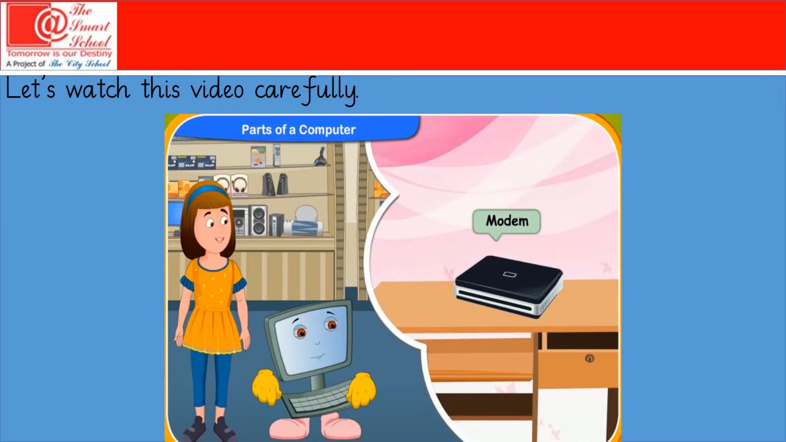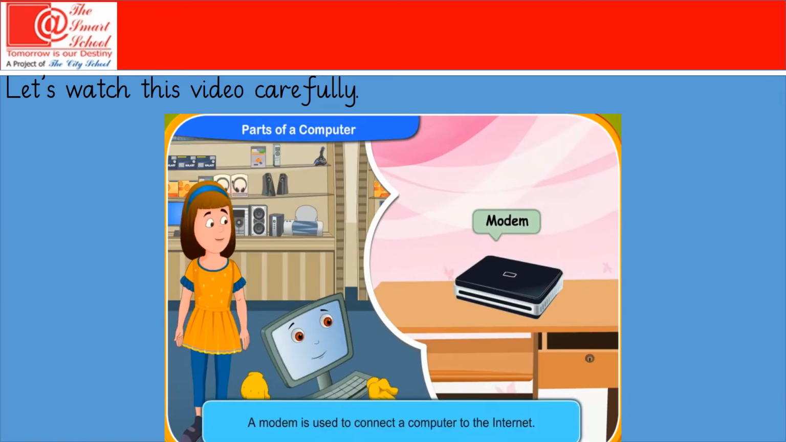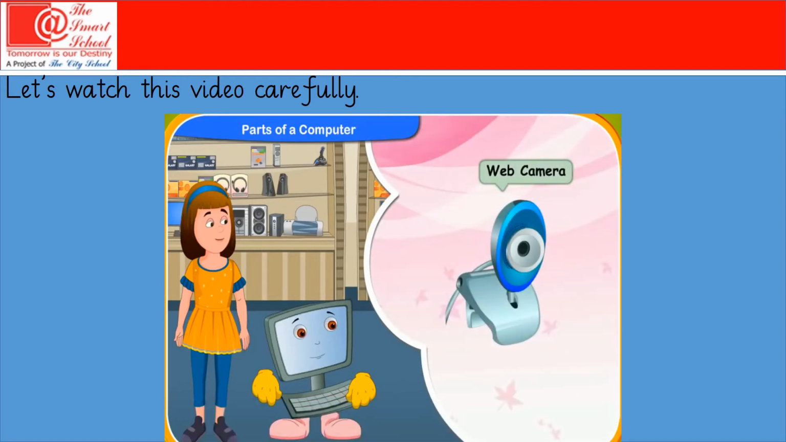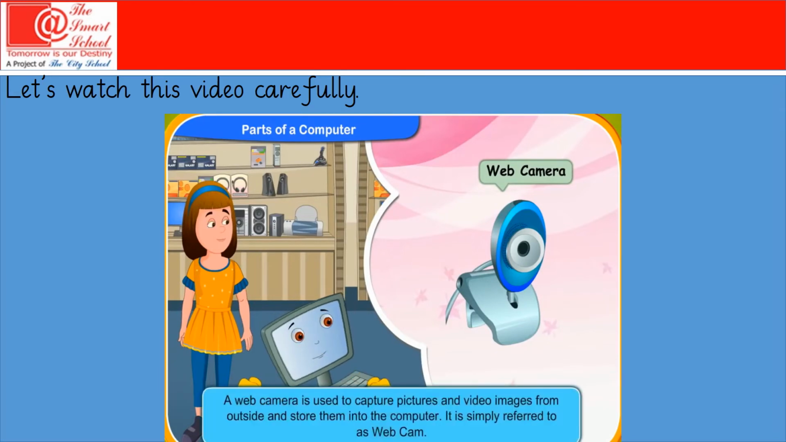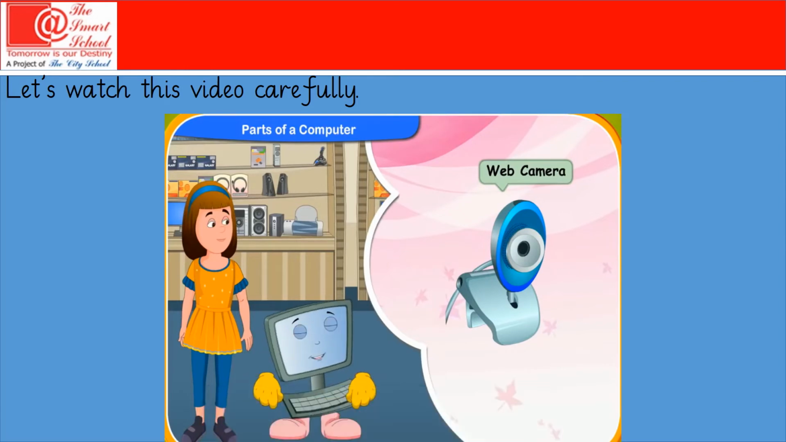What is this object, Clicko? That is a modem. It is used to connect a computer to the internet. And what about this? That is a web camera. It is used to capture pictures and video images from outside and store them into the computer. It is simply referred to as webcam.